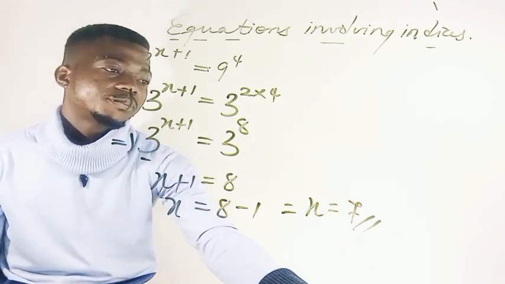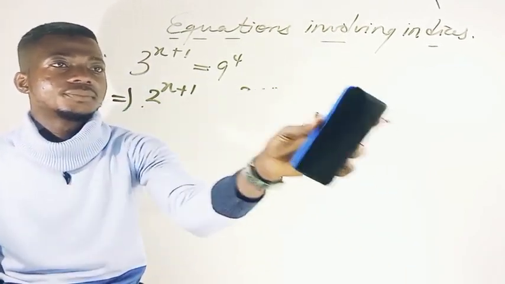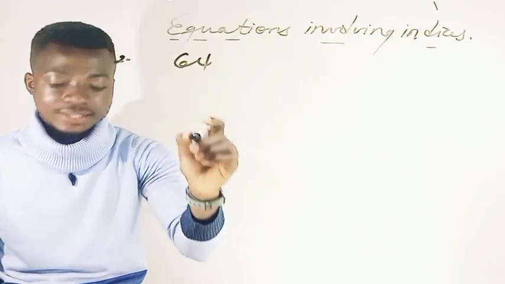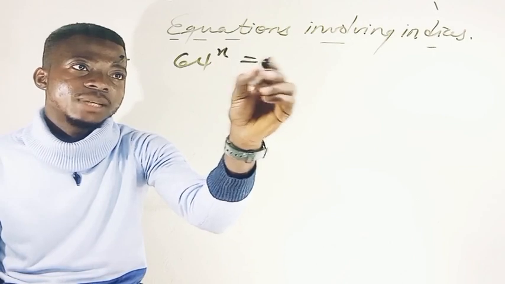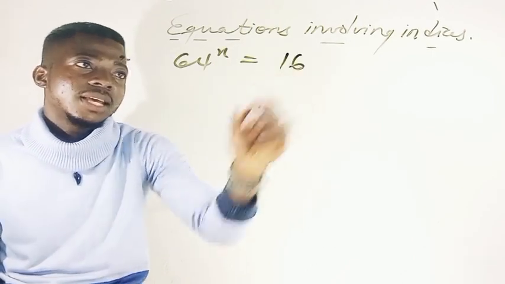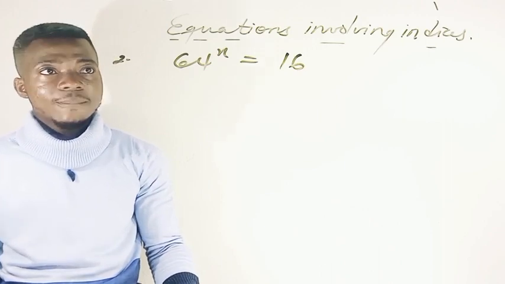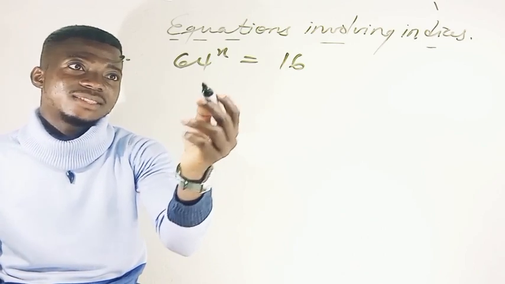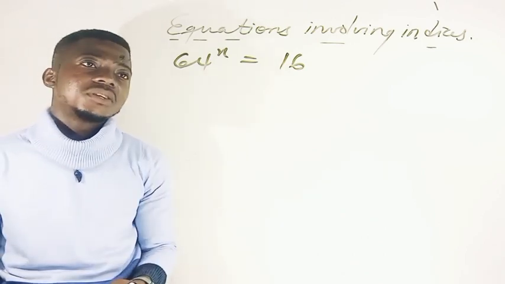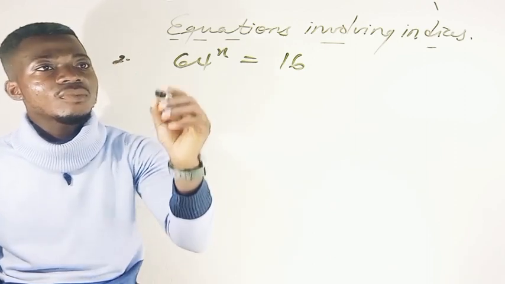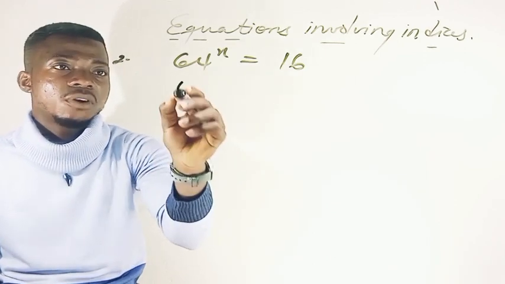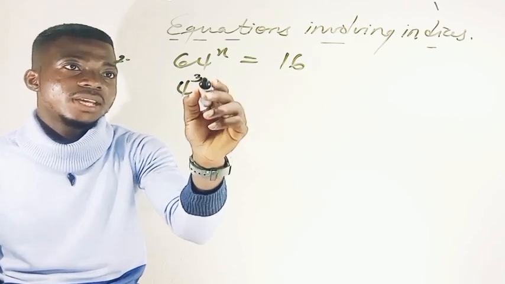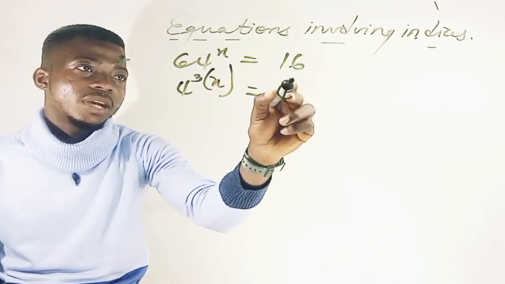Let's take another example. Example number 2. 64 exponent x equals 16. With this, we have to write the 64 in index form. Let's change that one. I think we can use 4. So we can use 4 exponent 3. All right, 4 exponent 3. And here we can use 4 exponent 2.